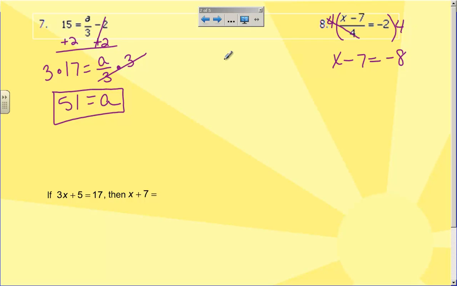So now I have a one-step equation, easy to solve, so I'm going to add 7 on both sides, which will give me that x equals negative 1.